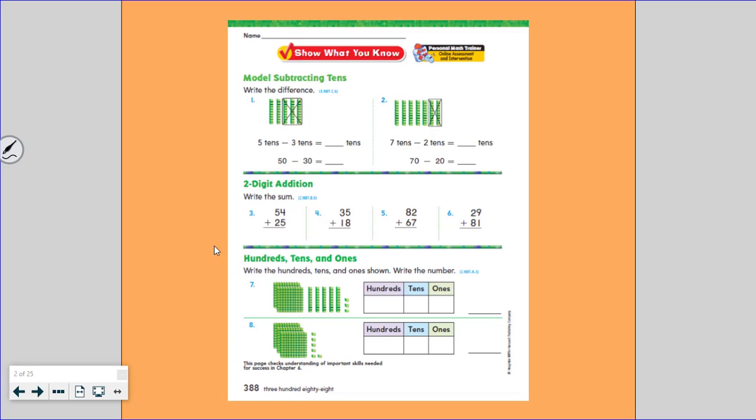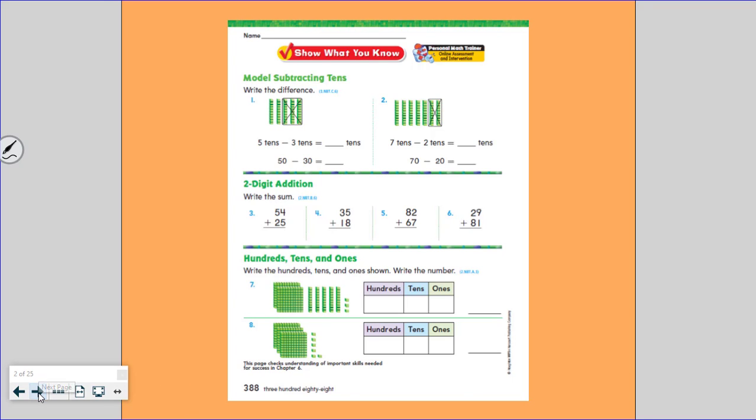Okay, and then we'll go down here to this next part. It says two-digit addition, write the sum. So I don't really need to explain what you need to do here. Just understand that you may need to regroup. So pause your video and do 3, 4, 5, and 6. Down here at the bottom it says hundreds, tens, and ones. Write the hundreds, tens, and ones shown, write the number. So there's your picture. Write the information here, and then write the total number here. So you're going to do that for 7 and 8. So go ahead and pause your video and do those. So this is going to be one of the pages you will be turning in.